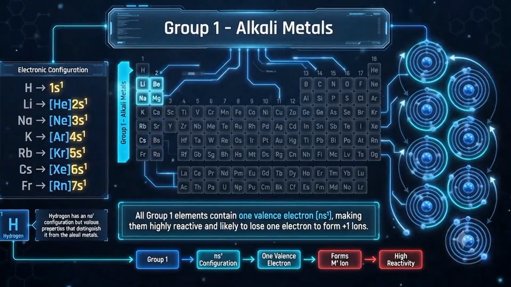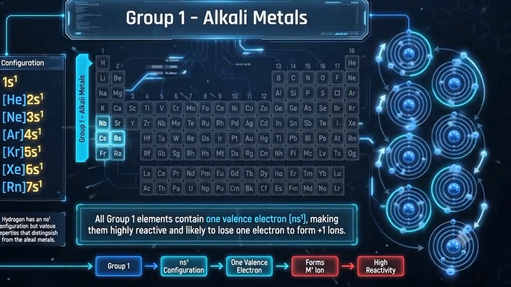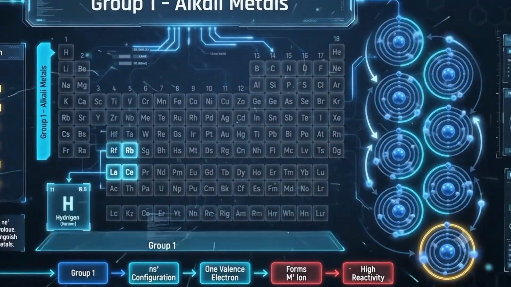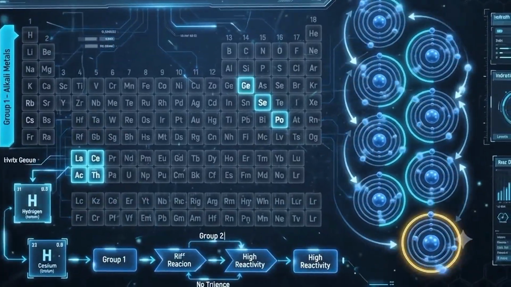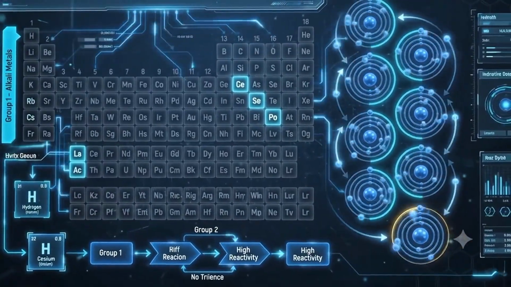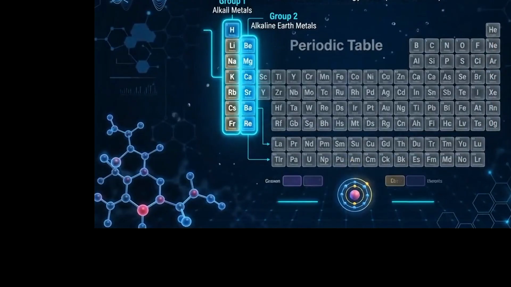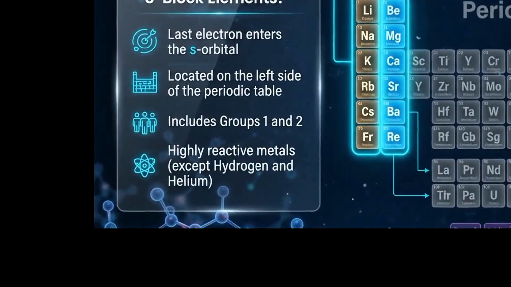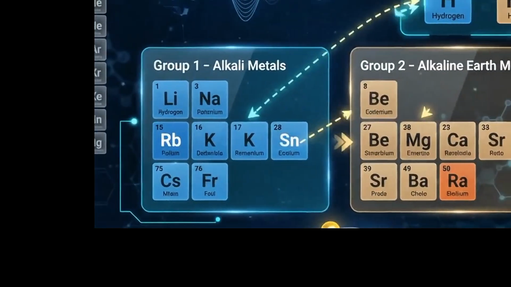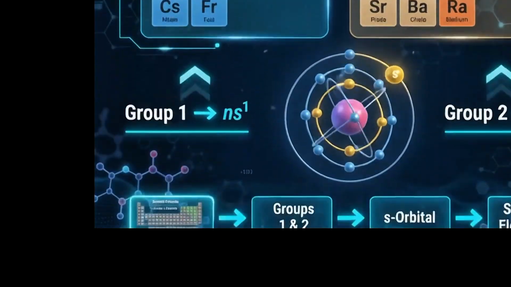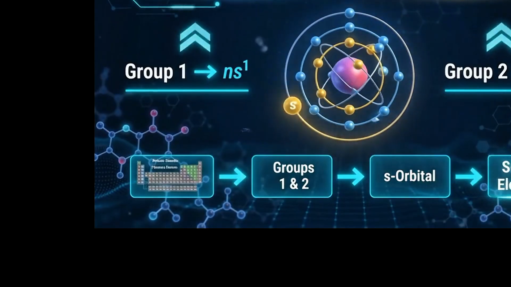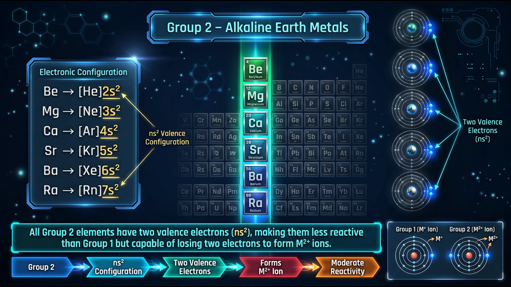Group 2 of the periodic table is known as the alkaline earth metals. These elements form the second vertical column of the periodic table and belong to the s block because their last electron always enters the s orbital. The group 2 elements are beryllium, magnesium, calcium, strontium, barium, and radium. Unlike group 1, hydrogen is not included in this group.